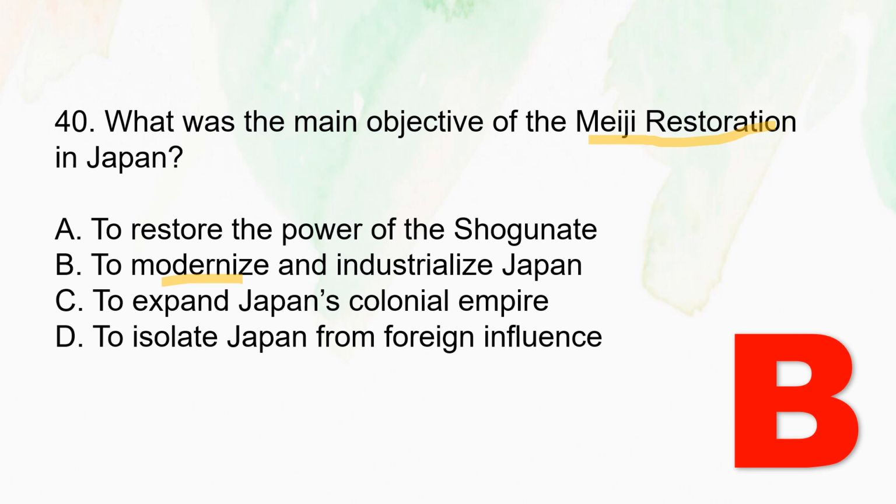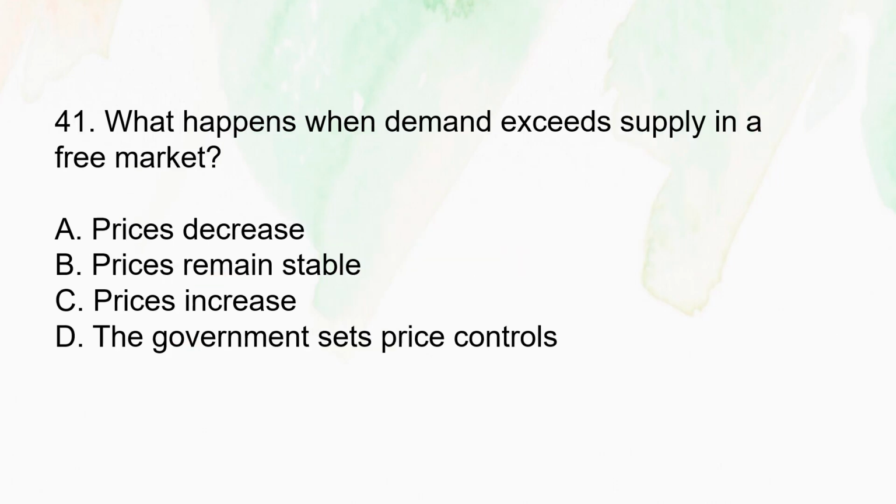Let's discuss the other choices. For letter A, this is incorrect because the Meiji government abolished the shogunate. Again, abolished the shogunate that time. For letter C, Japanese expansion came later during the early 20th century. Now, for letter D, the policy was open to Japan to modernization, not isolation. So, letter B is the best answer.